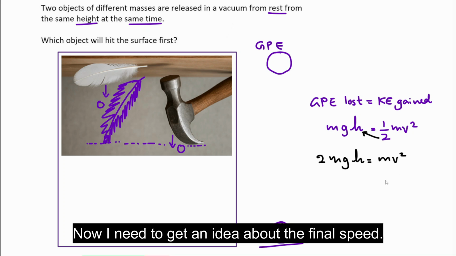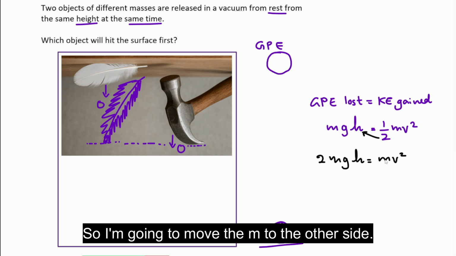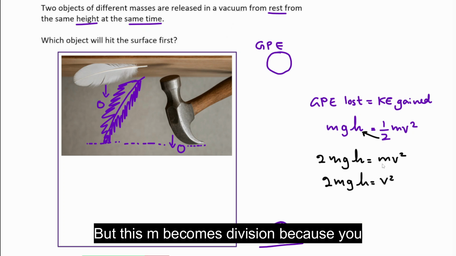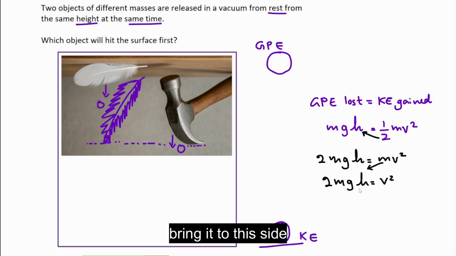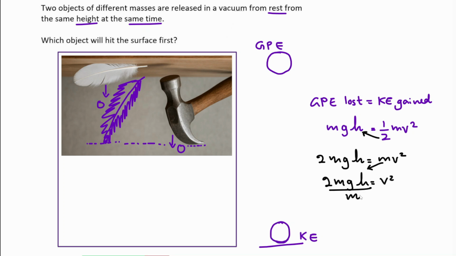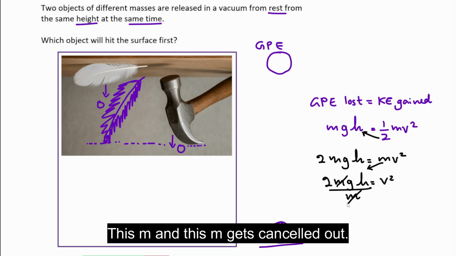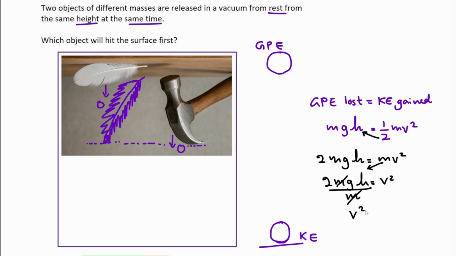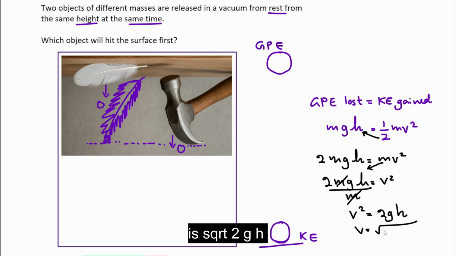Now I need to get an idea about the final speed, so I'm going to move the m to the other side. So I get 2mgh is equal to v squared, but this m becomes a division because you bring it to this side, it goes down here. Now you can see what happens here. This m and this m get cancelled out. So the formula for v squared is 2gh. So my speed v is the square root of 2gh.